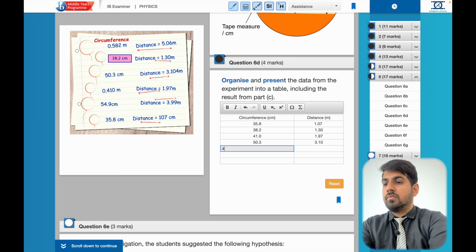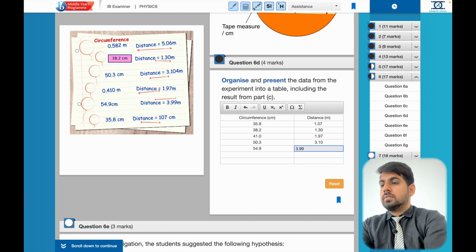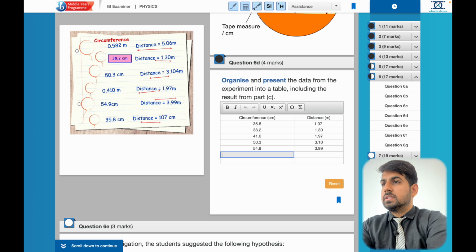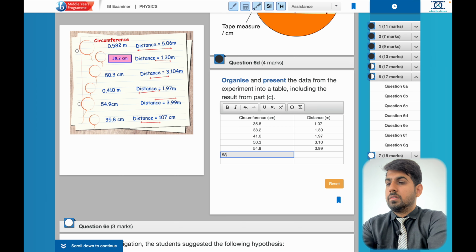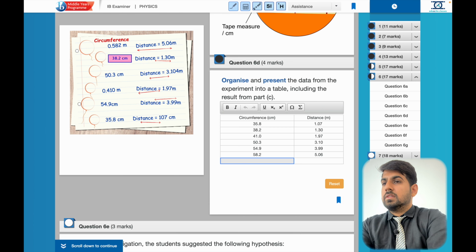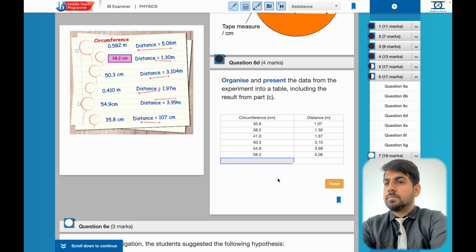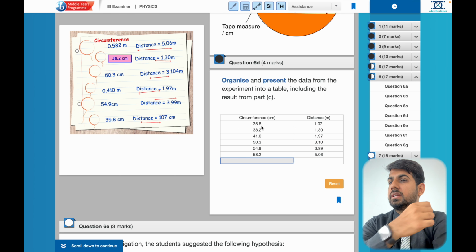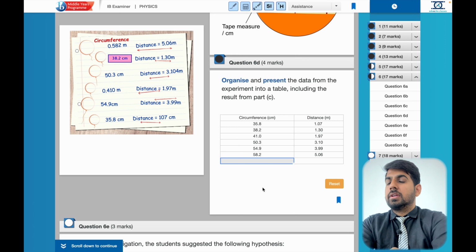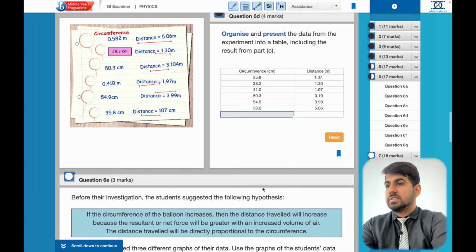Now then 54.9, then it will be 3.99, then after that it is, how many, 58.2, then it will be 5.06. So if you look here, I think we have covered all the data, 3, 6. Okay, you can just cross check once you enter the data. So I think this is the answer for 6D.